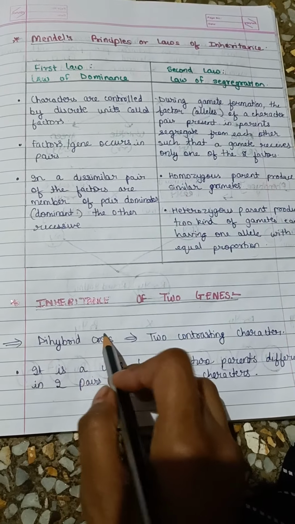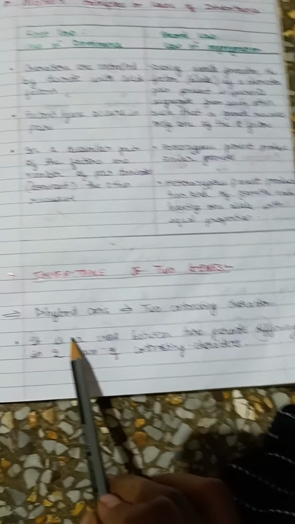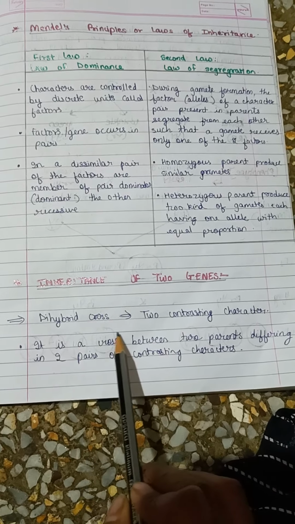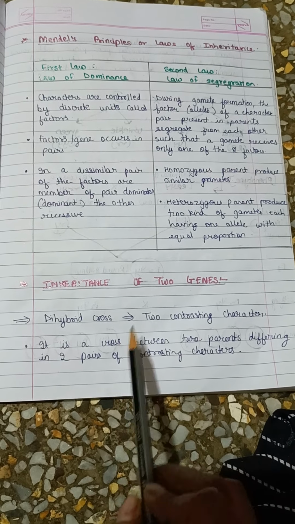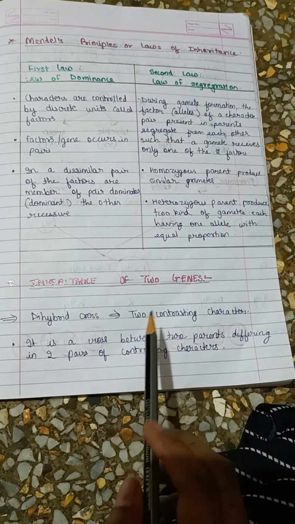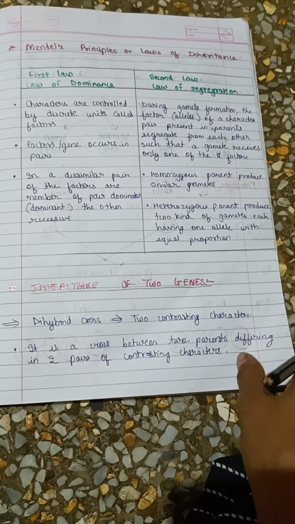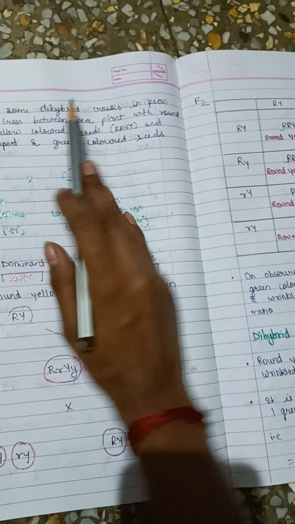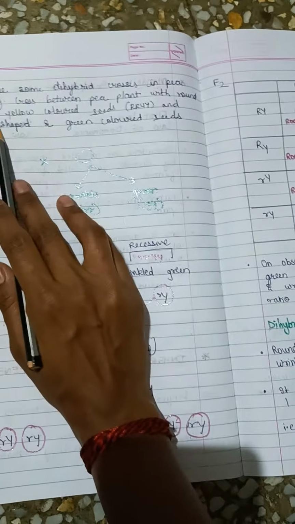Now comes inheritance of two genes. Dihybrid cross, two contrasting characters. It is a cross between two parents differing in two pairs of contrasting characters. Mendel made some dihybrid crosses in pea plant.